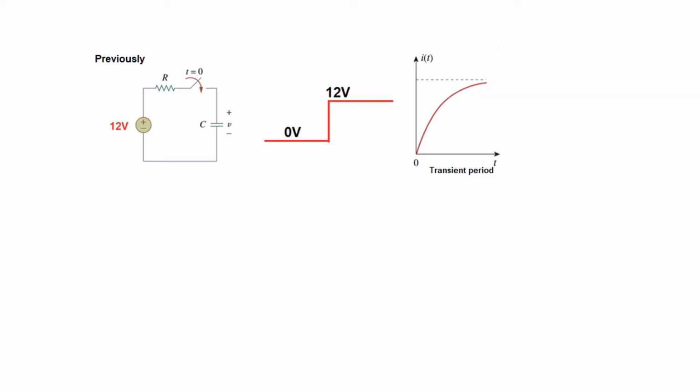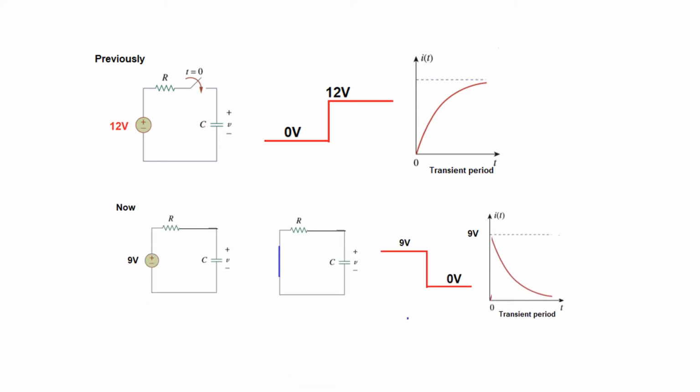Okay. One more thing. Previously, when we were saying step response, that means we applied a voltage suddenly. The switch was closed, and before it was 0, suddenly it becomes 12 volt, and the capacitor took time to charge. So this period is called the transient period. So the moment we apply the step voltage, the circuit went into transient mode.